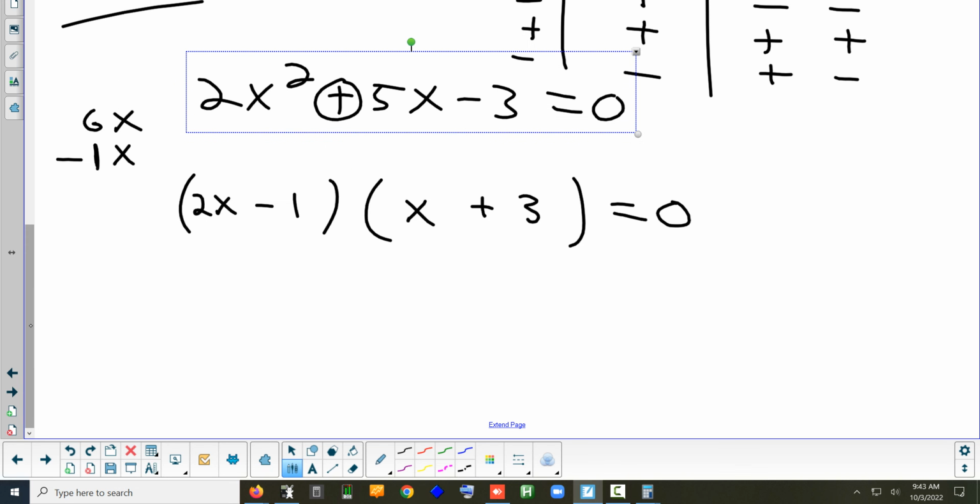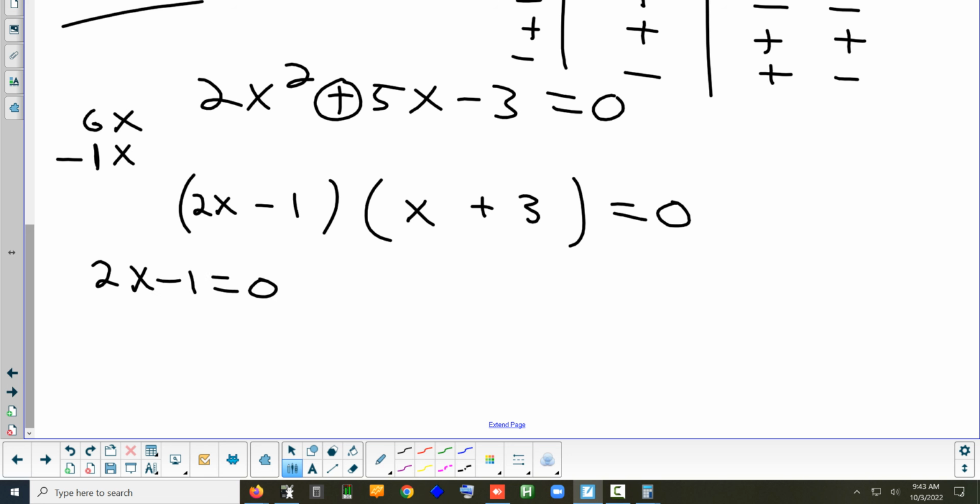Okay, so now we factor it. And the reason why we factor it is because it makes it easy to solve now. You have something times something equals 0. What's the only way you can multiply something times something and get 0 as the answer? What would have to happen? Yeah? Oh, one of them has to be 0. One of them, either this one has to equal 0, or that one has to equal 0.